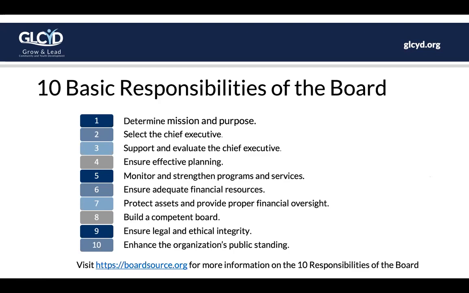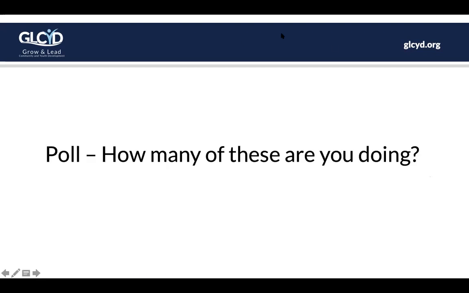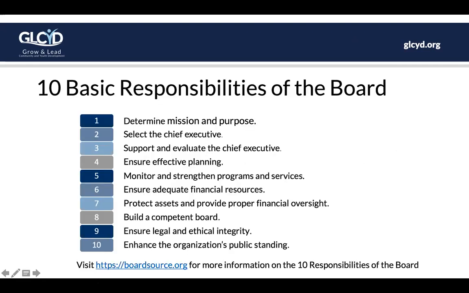So we're on to poll number 2, and I'd like to know how many of these 10 things your organization is doing. Now, I understand some of you may not have hired staff, and so that's why I put percentages instead of numbers. So some of you could be out of 10, some of you could be out of 8 if you don't have staff. So take a minute and think about that. I will back this up so you can see all of them.